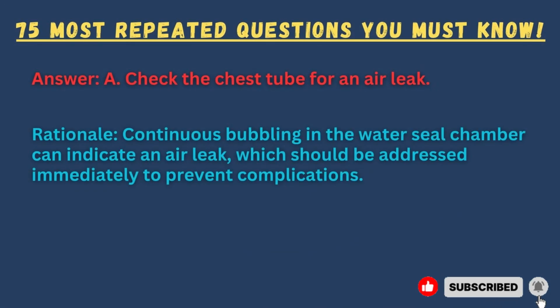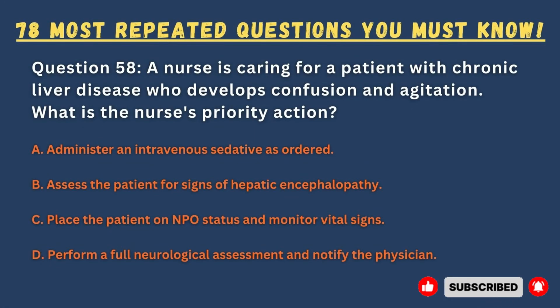Answer: A. Check the chest tube for an air leak. Rationale: continuous bubbling in the water seal chamber can indicate an air leak, which should be addressed immediately to prevent complications. Question 58. A nurse is caring for a patient with chronic liver disease who develops confusion and agitation. What is the nurse's priority action?